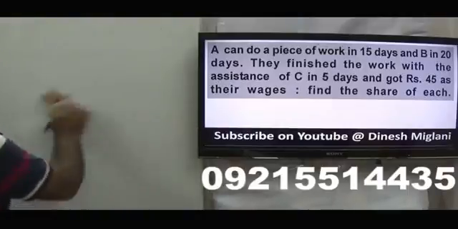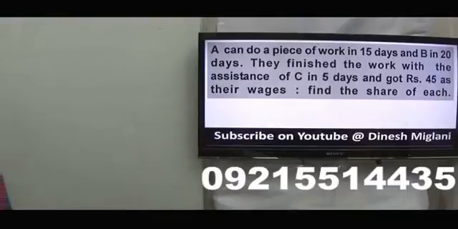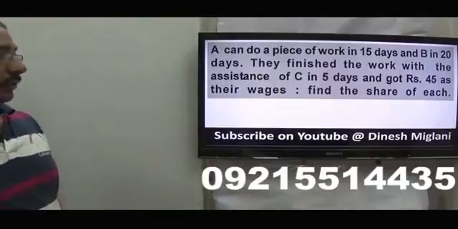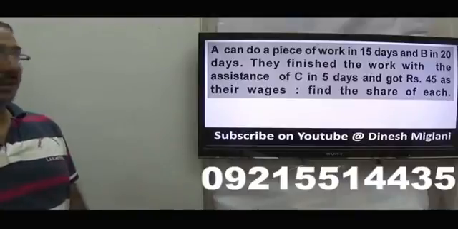It is given that A can do a piece of work in 15 days, B in 20 days. They finish the work with the help of C in 5 days and got rupees 45 as their wages. We have to find the share of each. We know that money has to be divided in the ratio of their work done.